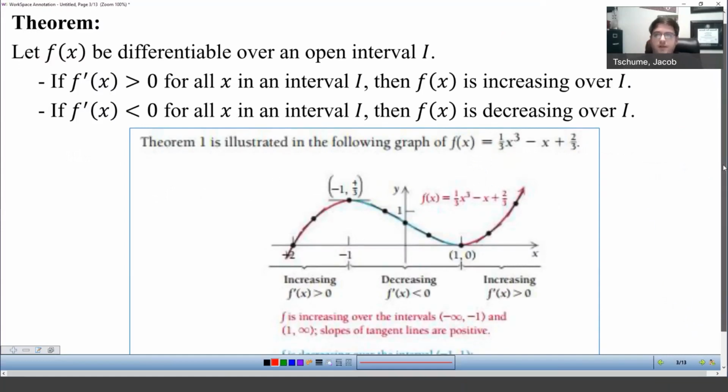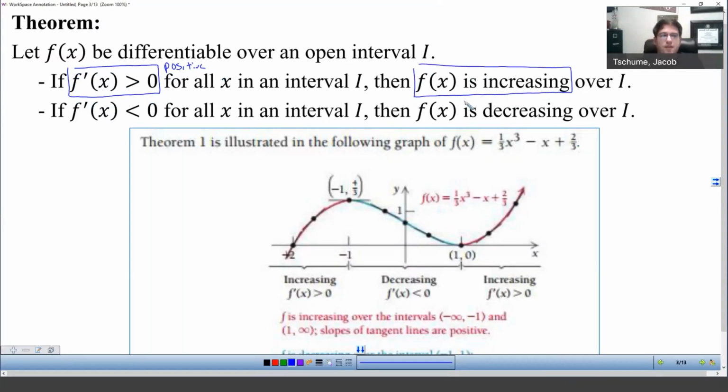First theorem I want to go over. Let f of x be a differentiable function over some open interval I. So the first definition or theorem we need to go over is what does it mean if your first derivative is either positive or negative? So if your first derivative of your function is greater than 0, which for us means positive, that means that your original function is increasing on that interval. So let me say that again. If your first derivative is positive on an interval, then that means your original function is increasing on that interval.